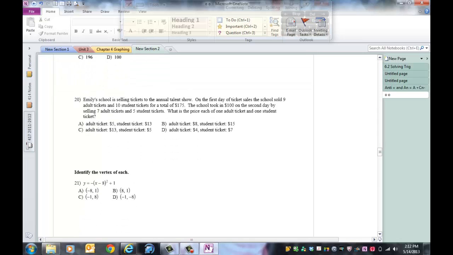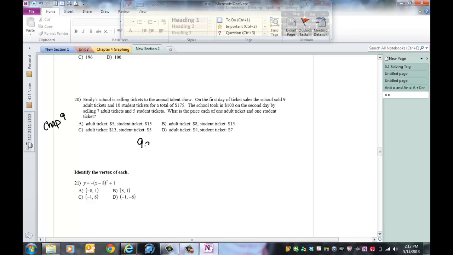So we've got 2 different situations. Remember, I told you to split it apart. You have something with money, something with not money. And this was when we solved our substitution and elimination. I think that was chapter 9. So on the first day ticket sales, the school sold 9 adult tickets. And we have 10 student tickets for a total of 175. The school took in 100 on the second day by selling 7 adult tickets and 5 student tickets.